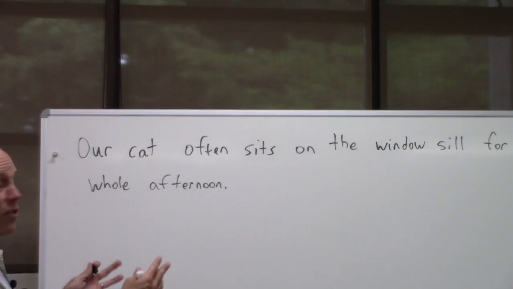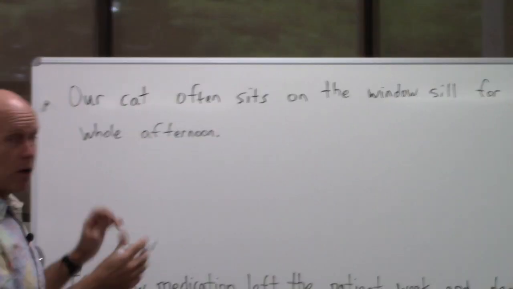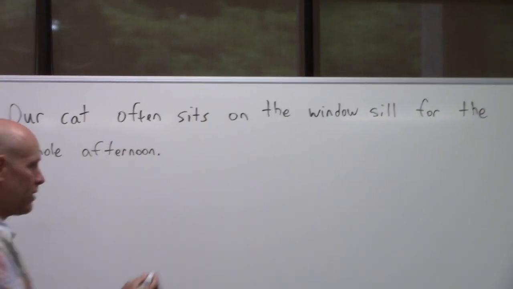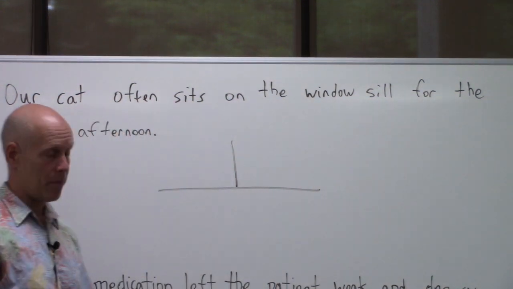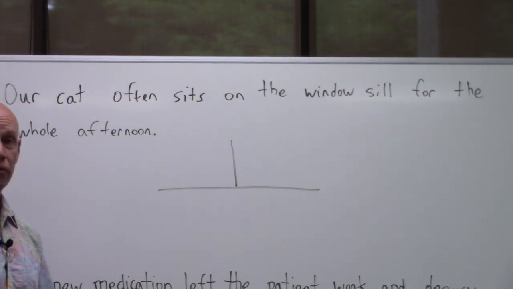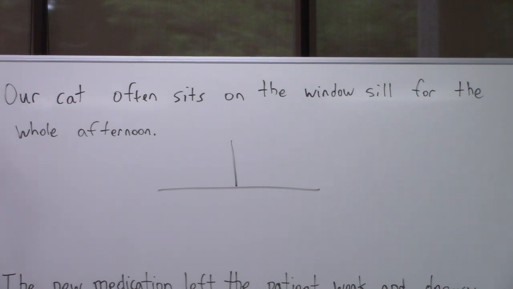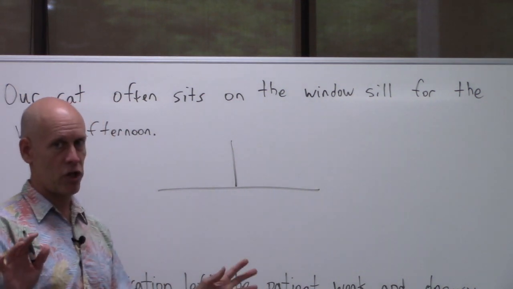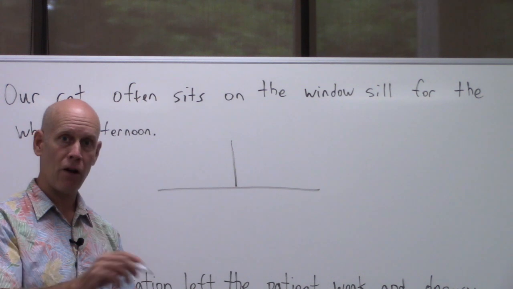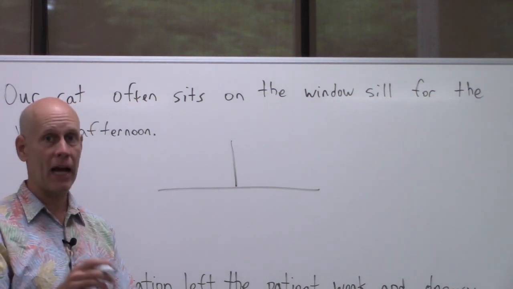Look at that. It looks like a big bunch of words, but all we're going to do is go piece by piece, starting with the beginnings of our diagram. All right, can you read the first one for me, please, buddy? Our cat often sits on the windowsill for the whole afternoon. Okay, pause your video and give it a shot. You know, doodle around on your marble notebook pages in the back someplace.